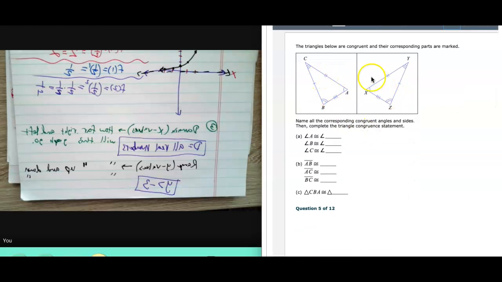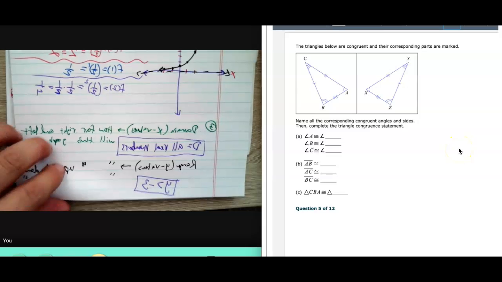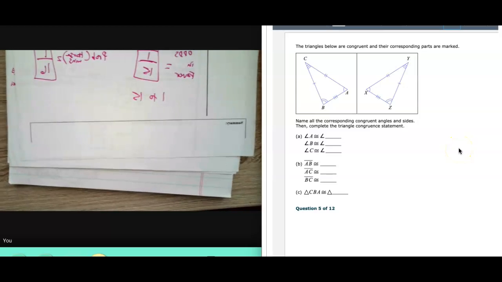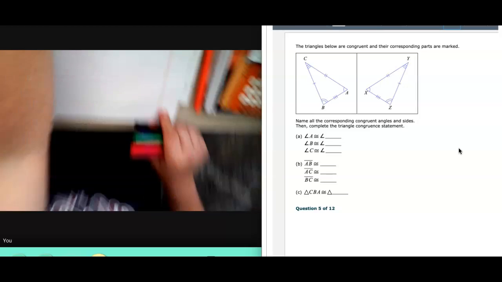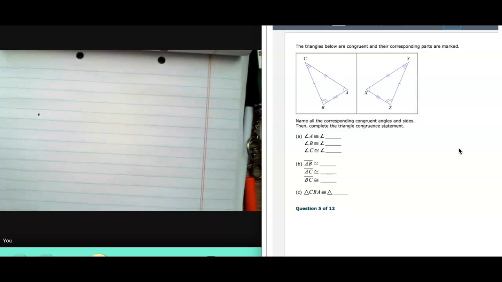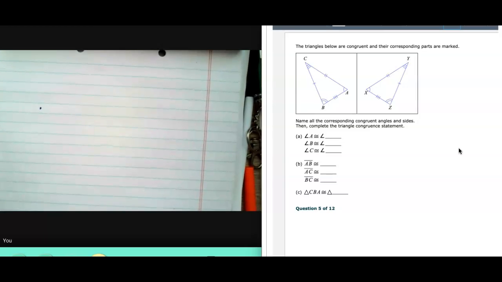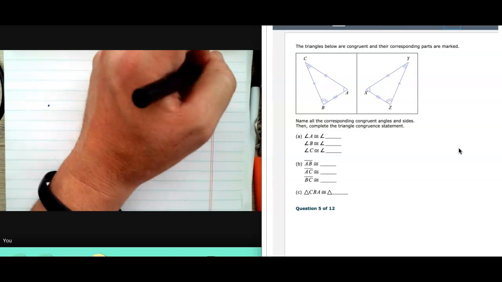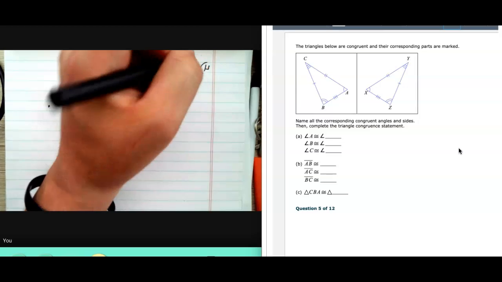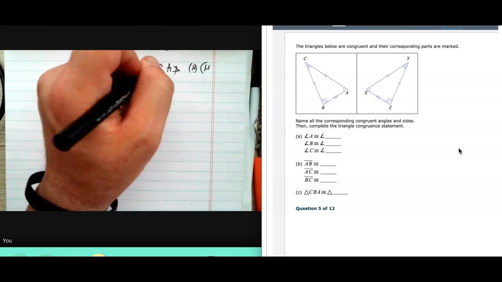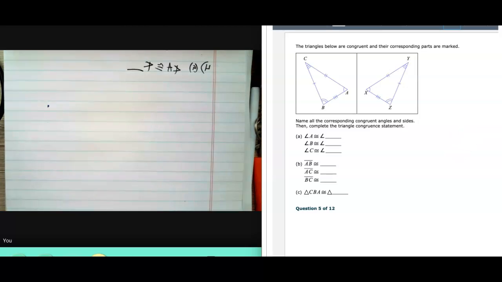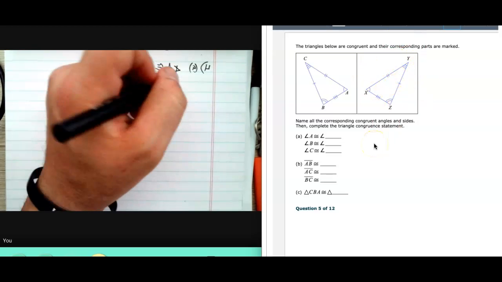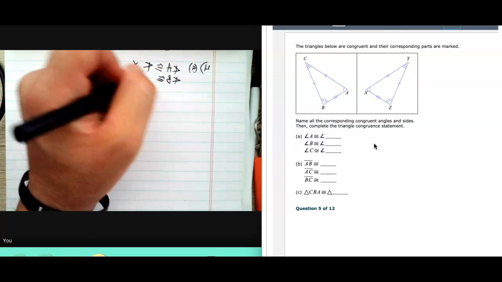Number 4 is the triangles below are congruent and the corresponding parts are marked. So for number 4, you can just go through the markings here for this one, guys. Number 4A, it says angle A is congruent to. And you can just look at angle A and see how it has one arc mark. Find the angle that has one arc mark here, and you'll have the angle that's congruent to A, so it's X.